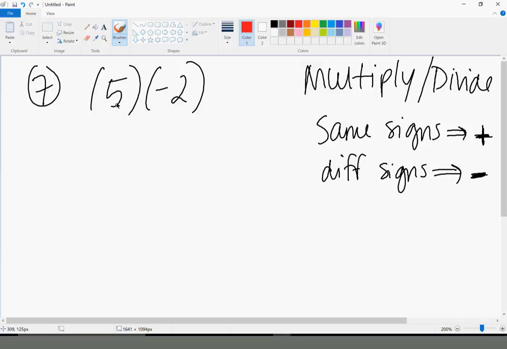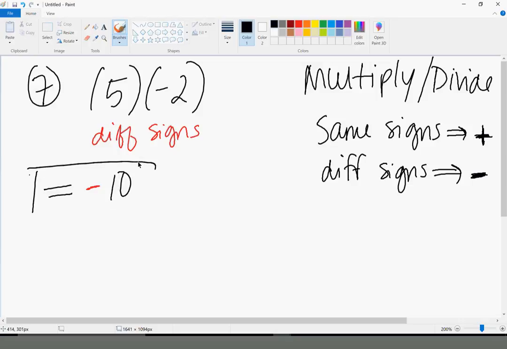So here, 5 times -2, we have different signs. So that means our answer, our multiplication answer, our product is going to be negative. So now, what's 5 times 2? 10. So the answer here is -10.